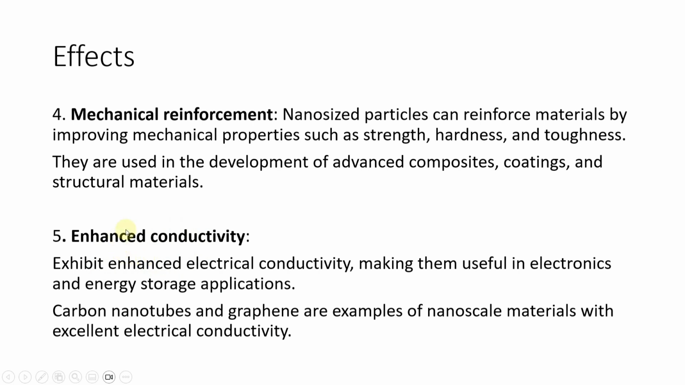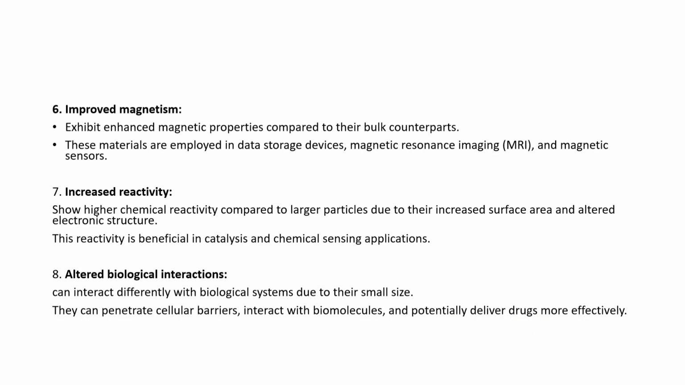Also, these nanoparticles have enhanced conductivity, and due to this enhanced conductivity, they are used in electronics and energy storage applications. Moreover, carbon nanotubes and graphene are examples of nanoscale materials with excellent electrical conductivity. Moving on to the sixth point, it is improved magnetism. Nanoparticles have improved magnetism as compared to bulk, and that's why they are used in data storage devices, in magnetic resonance imaging, and magnetic sensors.